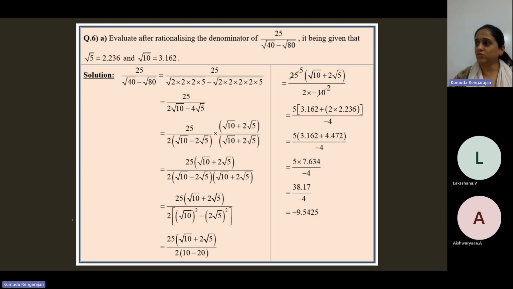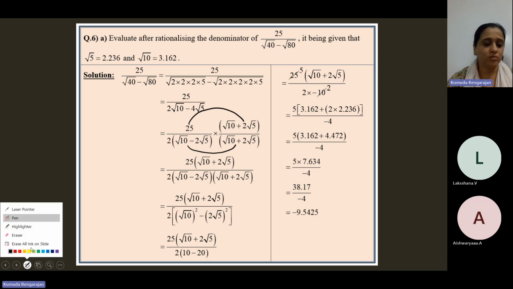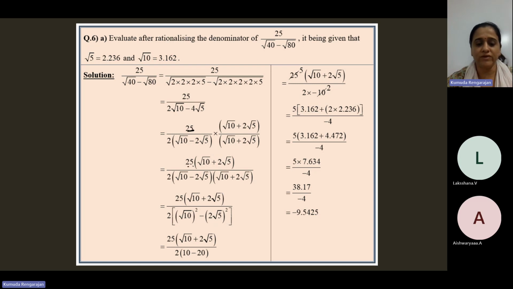Now multiply the numerators. Once you use the conjugate, multiply the numerators, multiply the denominators. That's the next step. So when you multiply the numerators, what do we have here? 25 into root 10 plus 2 root 5. Then in the denominator, write this 2. Now this is in the form a minus b into a plus b. So a squared minus b squared. A plus b into a minus b is a squared minus b squared.